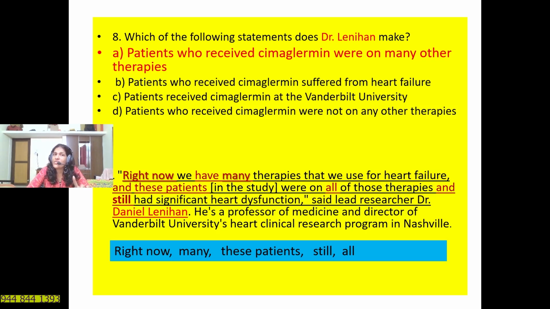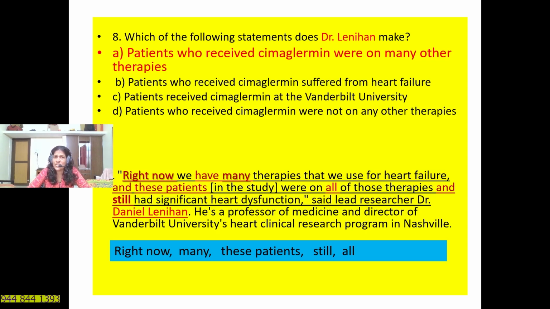Why? According to him, patients who received semaglutide were on many other therapies. Option 2, patients who received semaglutide suffered from heart failure. They don't say that. Is there anything there about suffering? No, they don't talk about it. Patients received semaglutide at Vanderbilt University. No, the professor is from this university, not that the patients were from this university. Patients who received semaglutide were not on any other therapies. They don't mention that. They say that they were on all of those therapies. So definitely answer A is the correct one.